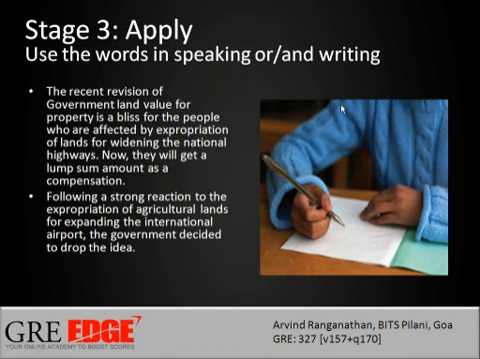Now let's see another usage for the word expropriate. Following a strong reaction to the expropriation of agricultural lands for expanding the international airport, the government decided to drop the idea. So do you see what we did over here in stage 3? Applying the word. Okay, Shiva is clear. What about the others?